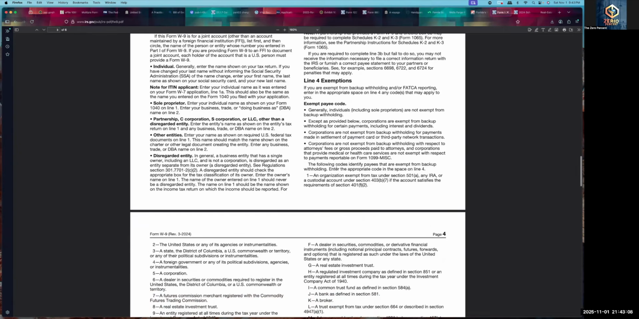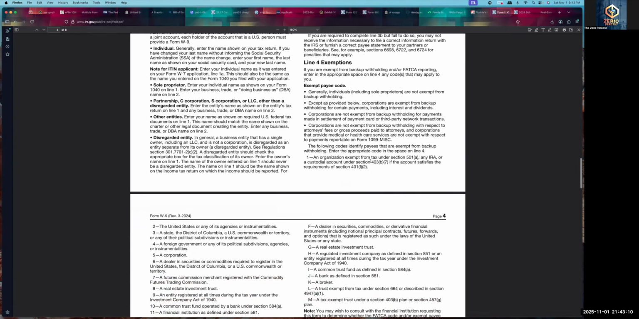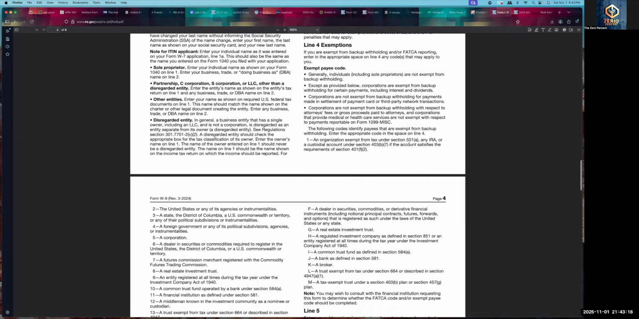And then it says the following codes identify payees that are exempt from backup withholding. Enter the appropriate code in the space on line 4. Number 1, and that's the code. If this applies to you, you would apply number 1 in line 4. Remember, exemptions is always according to line 4. On the W-4, you have line 4C, your exemption section, and in the W-9, it is line 4 for the exemptions.